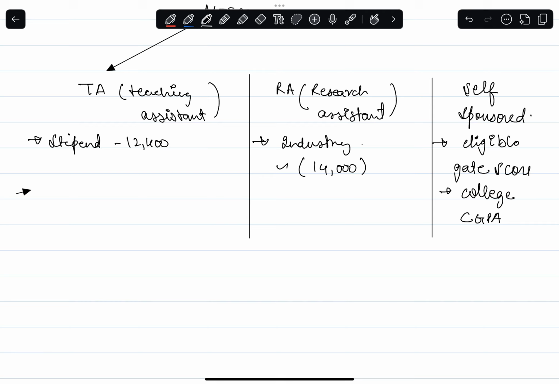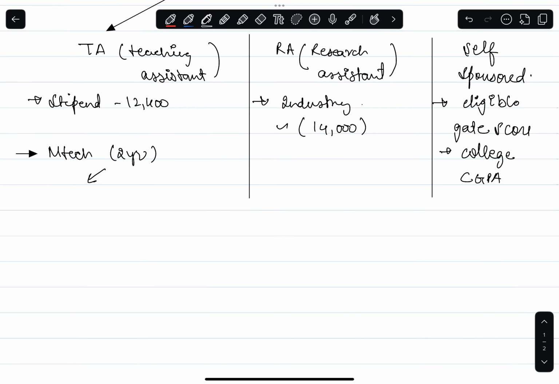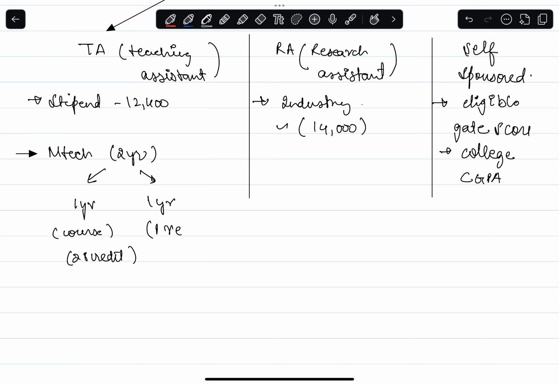People usually know about the TA way, which we can get as a TA. The MTech is normally 2 years, with fresh students having 1 year. I will be referring to the IIT Hyderabad MTech course curriculum, where in the first year itself we have to cover all our course requirements, which is 28 credits, followed by a research oriented program or a thesis based thing in the second year.